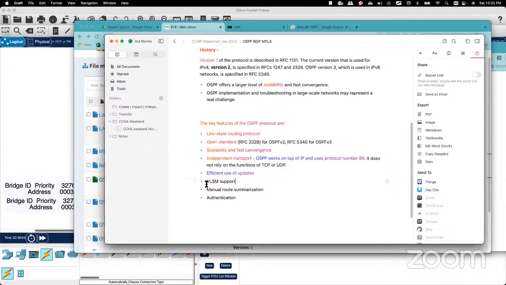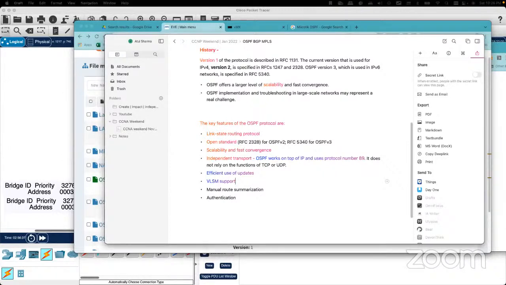So what is VLSM support, guys? How does OSPF support subnetting? VLSM is subnetting, right? So how does OSPF, or any protocol, support VLSM? In case of discontiguous networks, it will allow us to put the subnet masks and do the routing. If the protocol is classless, then it can support VLSM.